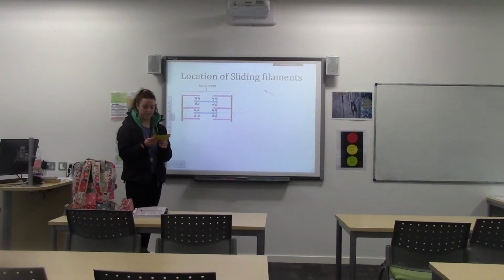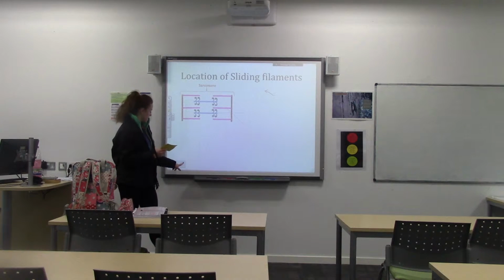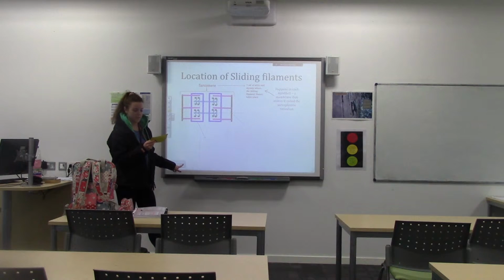The sliding filament theory takes place in the sarcomere, which is one set of actin and myosin. It happens in each myofibril, and the membrane that covers it is called the sarcoplasmic reticulum. In each sarcomere, there are dark striations and light striations. The dark striations are caused by the high concentration of actin and myosin, and the light striations where there is a smaller concentration of actin and myosin.